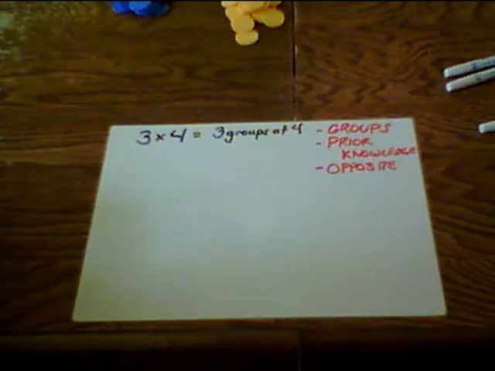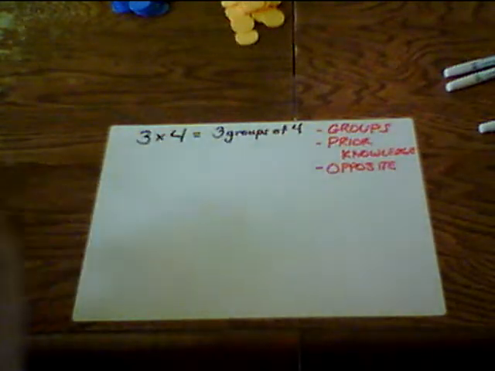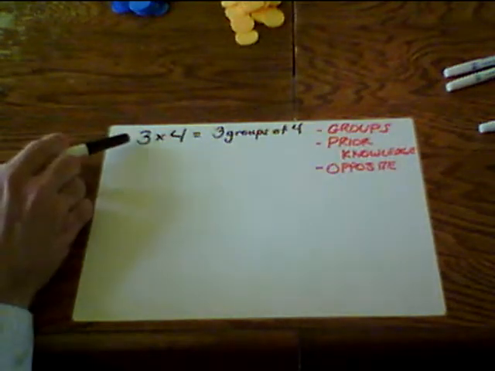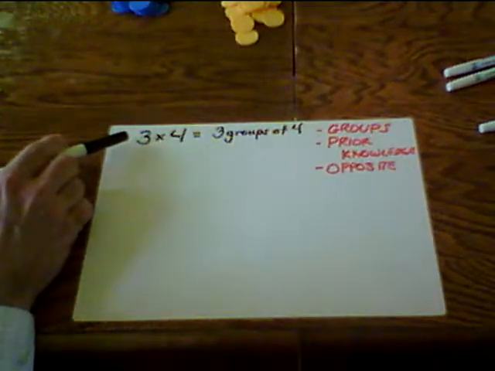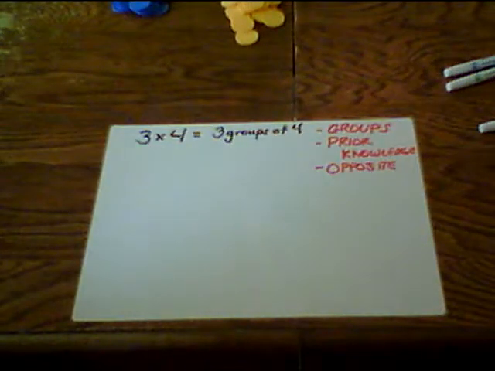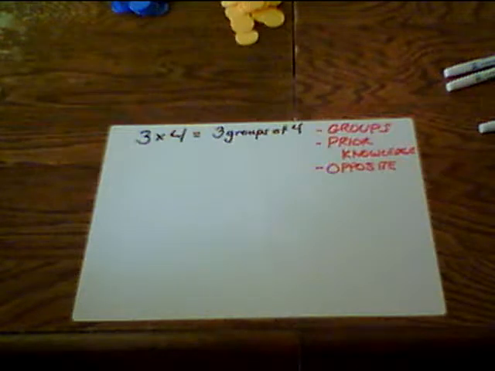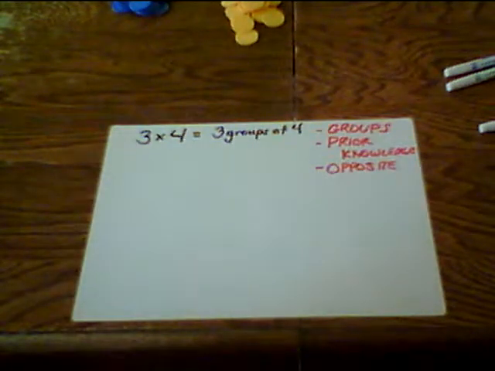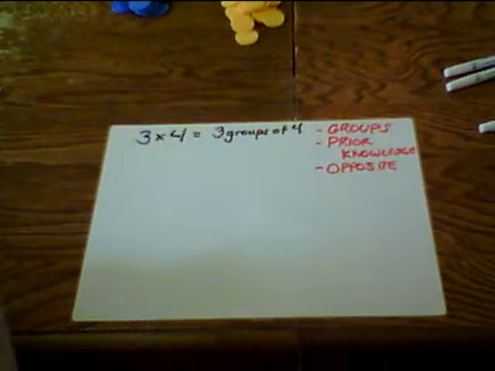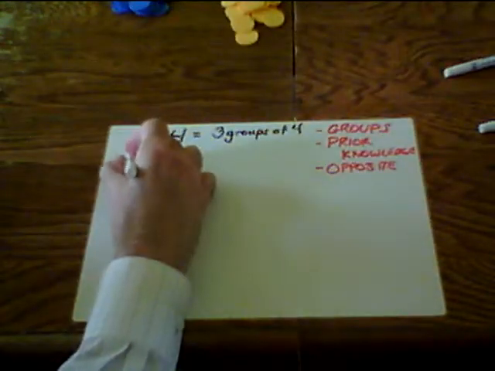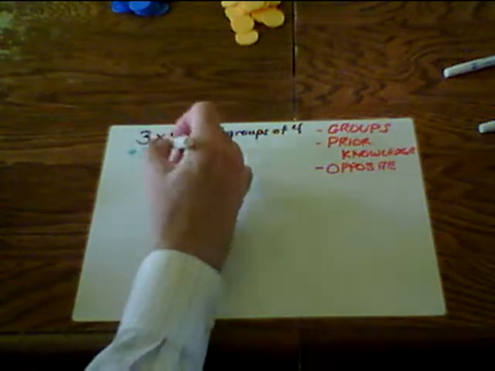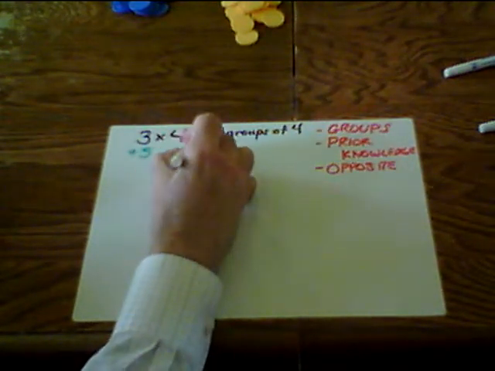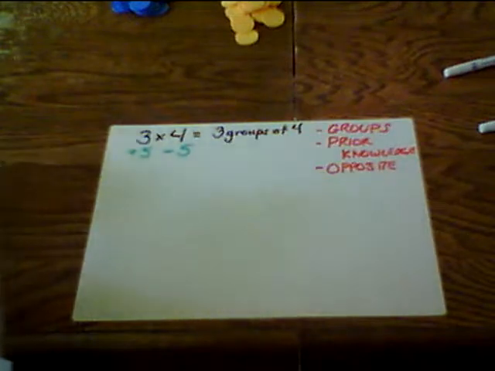The second thing is the prior knowledge, and that's kind of getting into what we just talked about. So this is 3 times 4, 3 groups of 4, and that they understand what this means. The third thing is the opposite, and this might be something that we have to work on for a little bit. For example, if you have positive 5, the opposite of positive 5 is negative 5, or the opposite of 5 is negative 5.